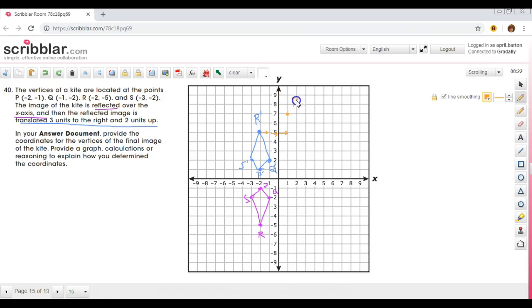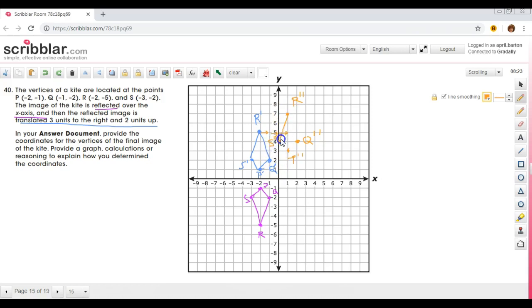When we make a second movement, this is now going to become our double prime. Now the blue shape is our pre-image, and what we get is going to be our image. So now we do that with each of them. Count 1, 2, 3 to the right, 1, 2, up. There's Q double prime. For P, count 1, 2, 3 to the right, 1, 2, up. P double prime. And for S, we count 1, 2, 3 to the right, 1, 2, up. And that's S double prime.